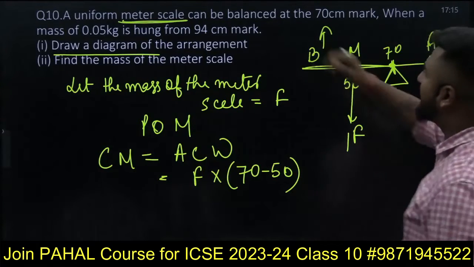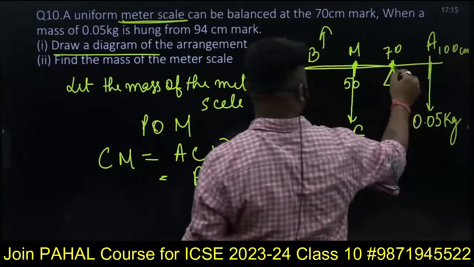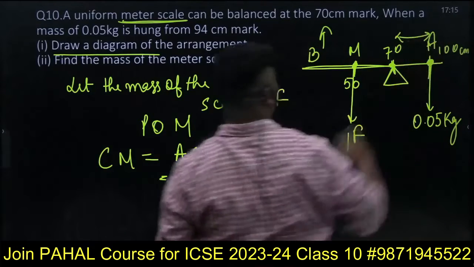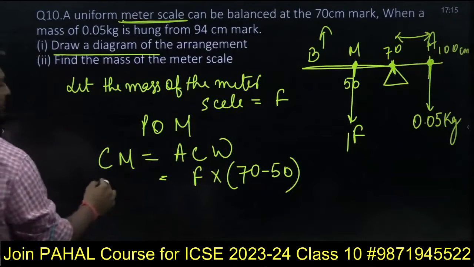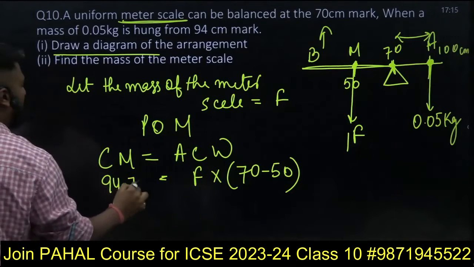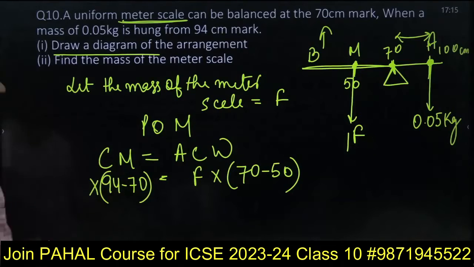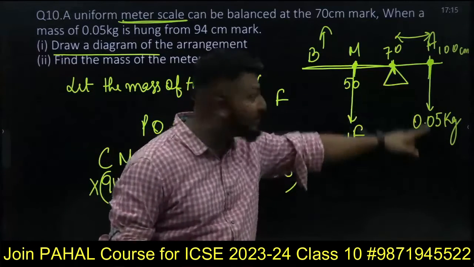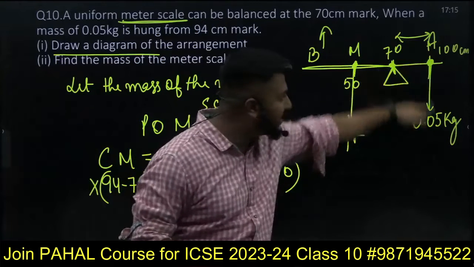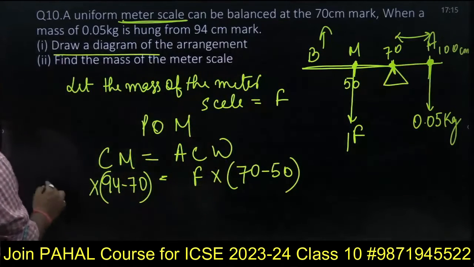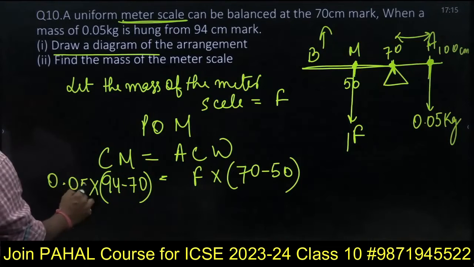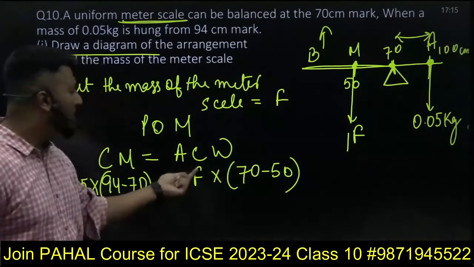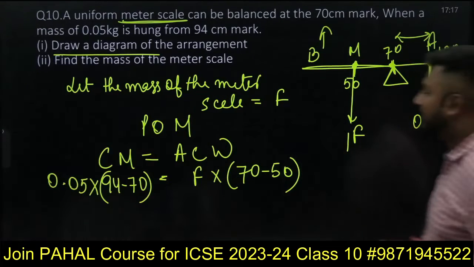At 94 centimeter. Okay. So the distance of this point A from the center would be equal to 94 minus 70, multiplied by the downward weight, the force that is exerted at this point, at point A. So the force exerted at point A is 0.05. So 0.05 multiplied by 94 minus 70 will be equal to F into 70 minus 50. Is this clear? So let's calculate this.